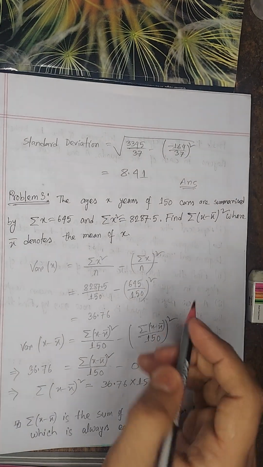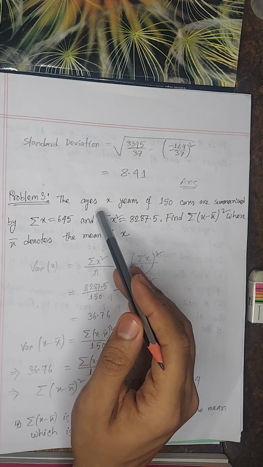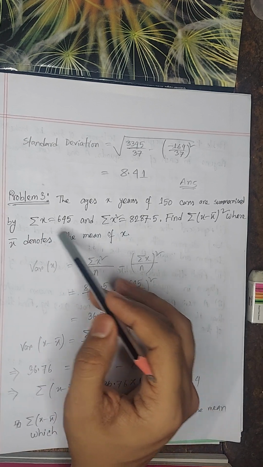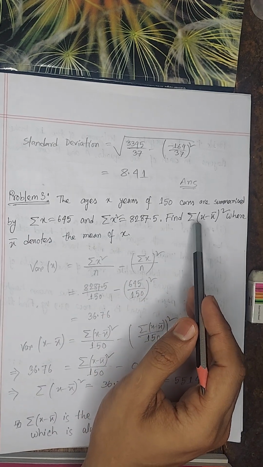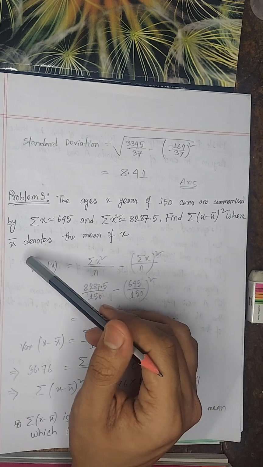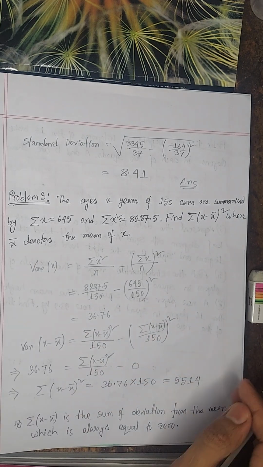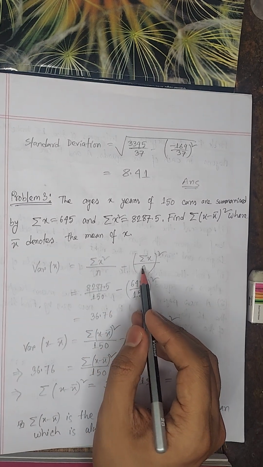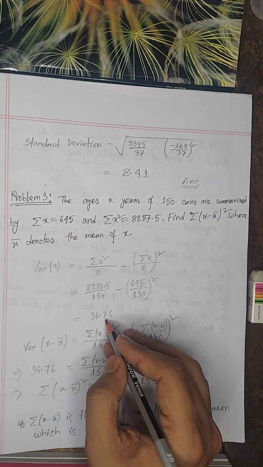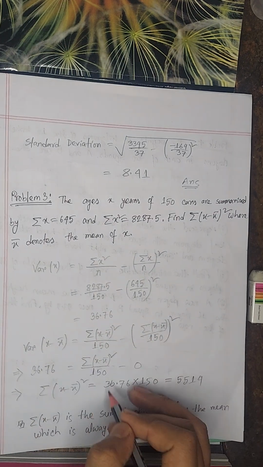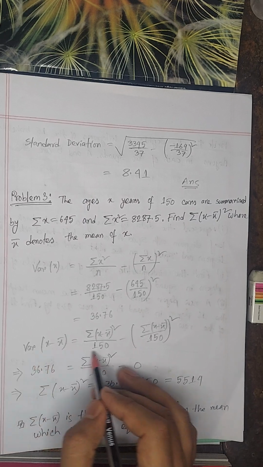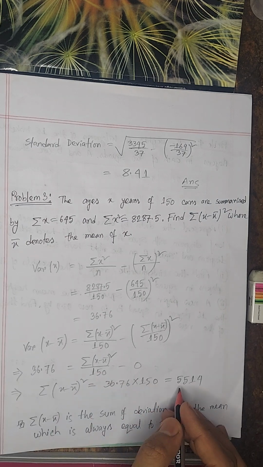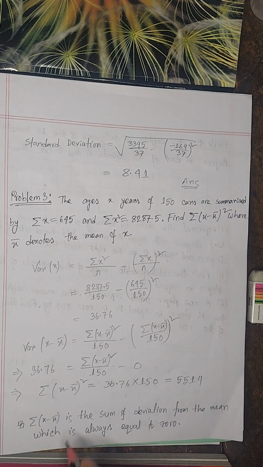Here problem 3. We are given the ages x years of 150 cars summarized by this summation of x, summation of x squared, and summation of x minus x bar whole square, where x bar denotes the mean of x. Then the variance of x will be summation of x square divided by n minus summation of x by n whole square. So that will be 36.76. And for summation of x minus x bar whole square, we just have to use this formula, which is 5514.